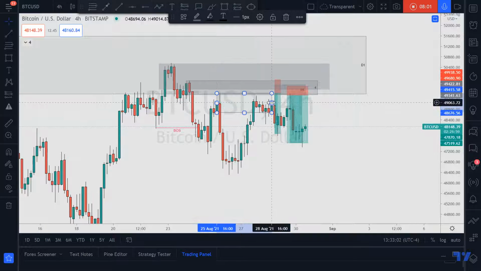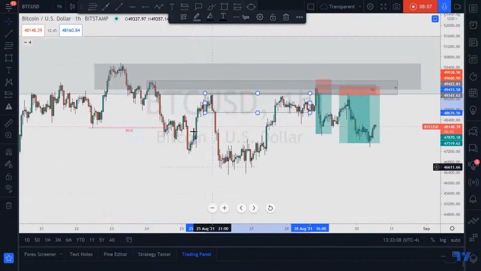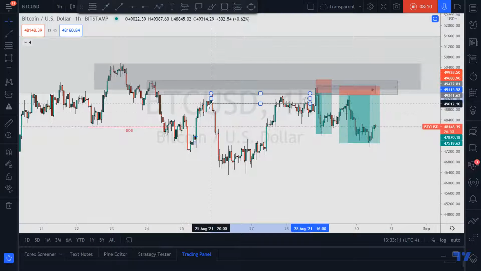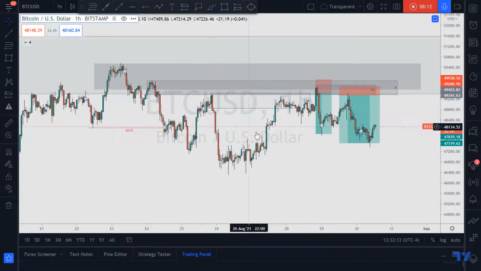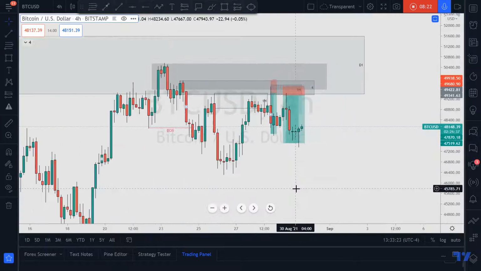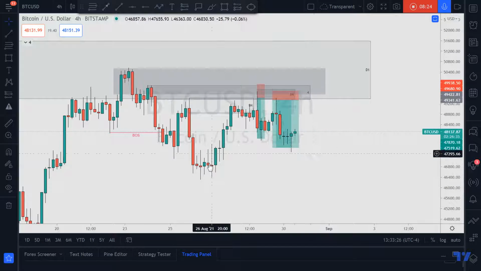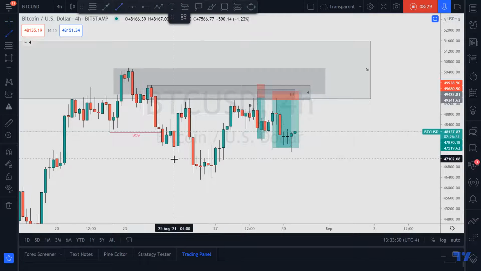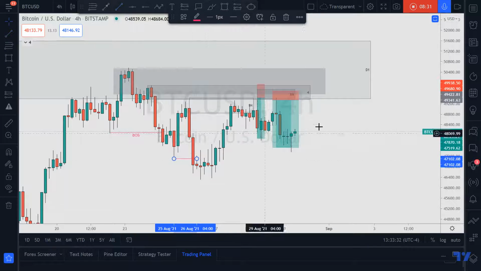Because this is a 4 hour order block. You can refine it on the 1 hour time frame. You can refine that to a 1 hour order block. That's how you refine. You understand? You can refine that to a 1 hour order block. But it doesn't matter in this case because price does come back. It broke structure again here, right?